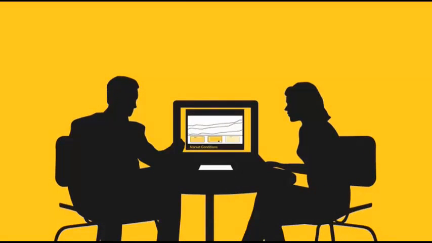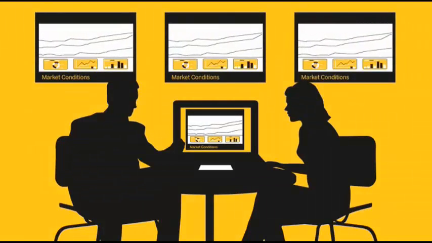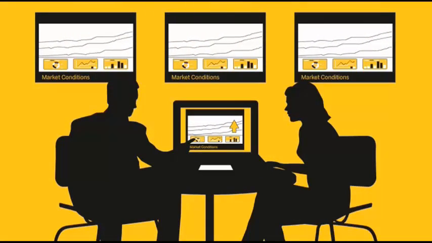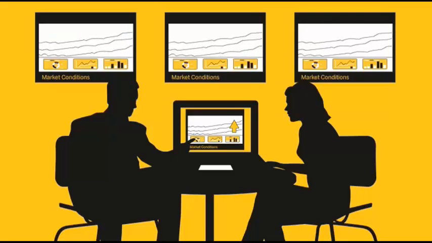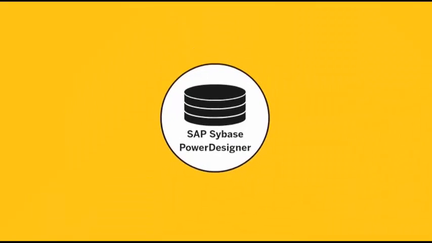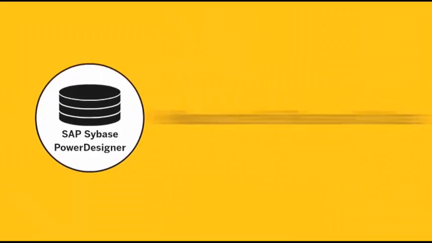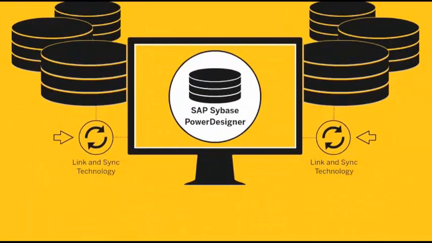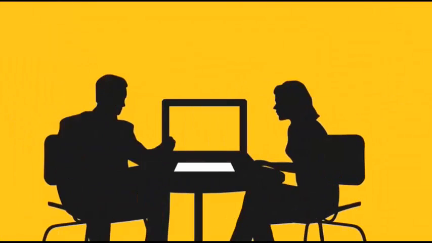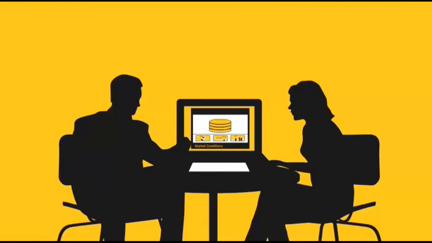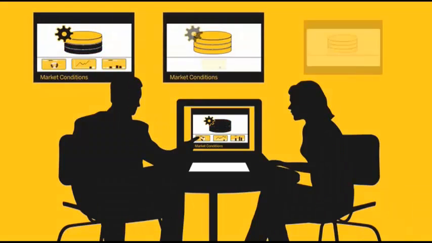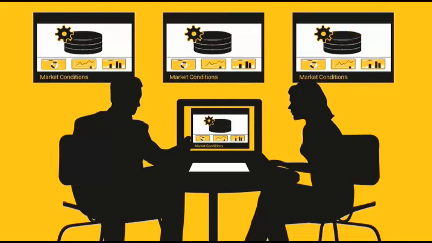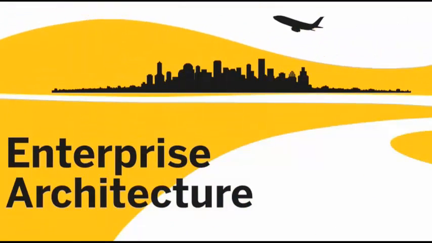When you can trust your data, you can trust your business intelligence systems enough to make critical business decisions based on the data. At this information architecture level, SAP Sybase Power Designer also helps reduce the risks and costs associated with change. Link and sync technology gives you the means to be able to look before you leap. SAP Sybase Power Designer also helps you manage the change process itself, easing implementation of those changes. Now let's zoom out one more level and look at enterprise architecture.